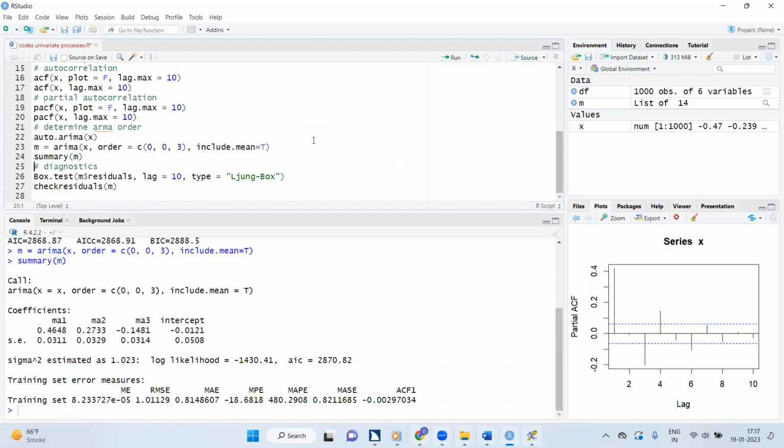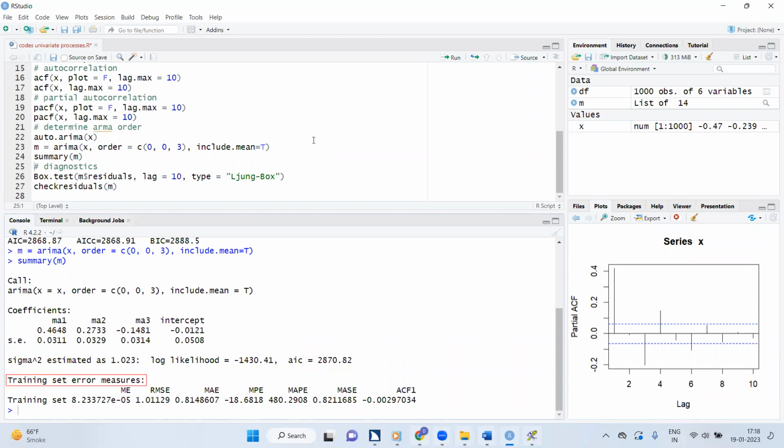Okay, and this is the summary of the model, and these are the coefficients: MA1, MA2, MA3, intercept: 0.46, 0.464, 0.27, minus 0.14. So we have these three coefficients. Two of them have positive impact, the third one has negative impact. And we have a lot of other information, the standard errors of the estimates.